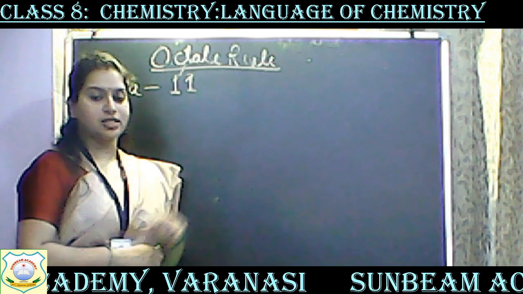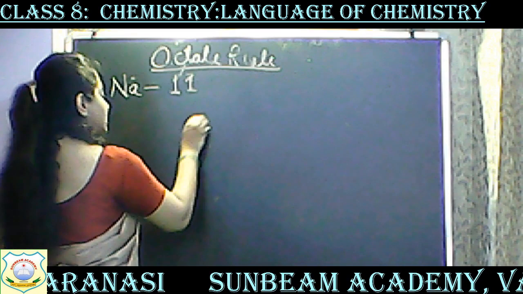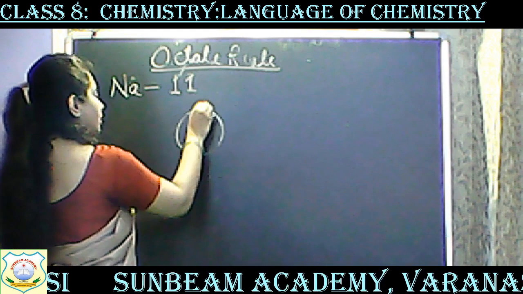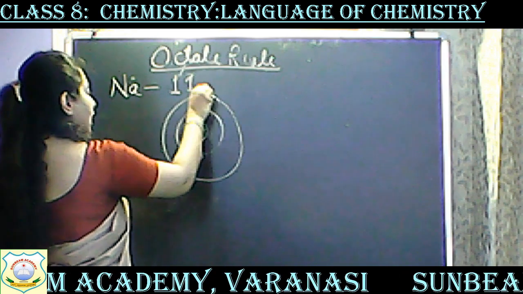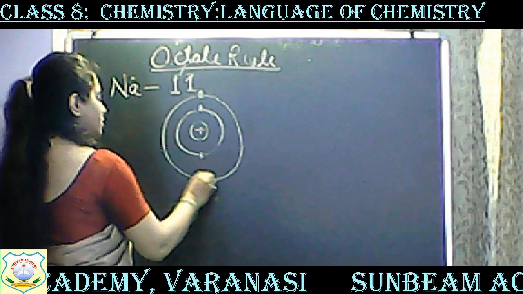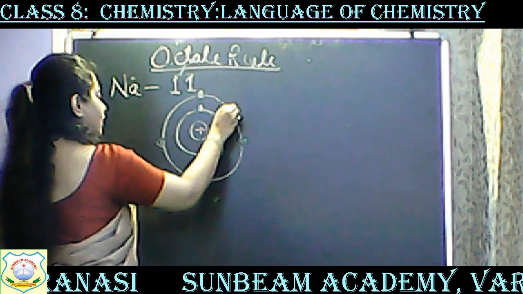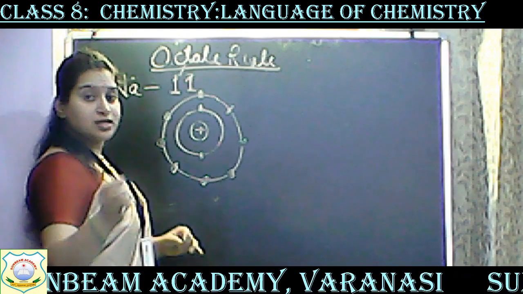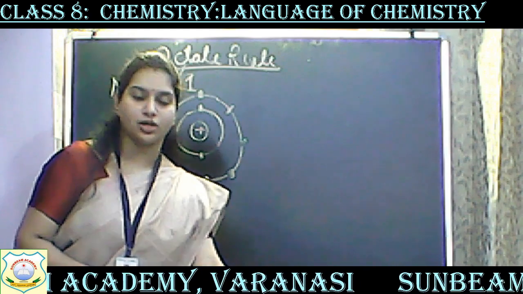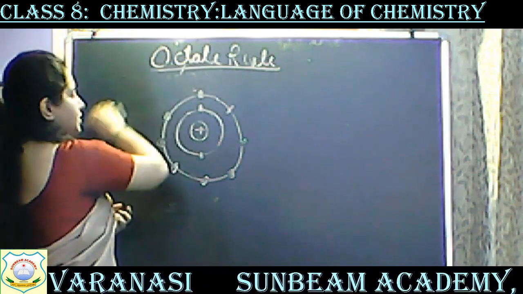So now let's make the structure of sodium. This is the center. First shell will have 2 electrons. Second shell will have 8 electrons. Alright, 1, 2, 3, 4, 5, 6, 7 and 8. Children, please along with me you can also draw this. So please try to draw the structure of sodium, that is Na.